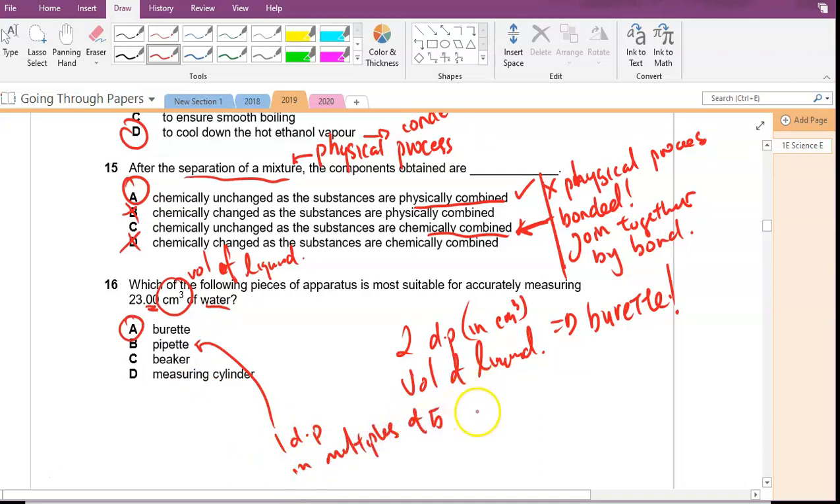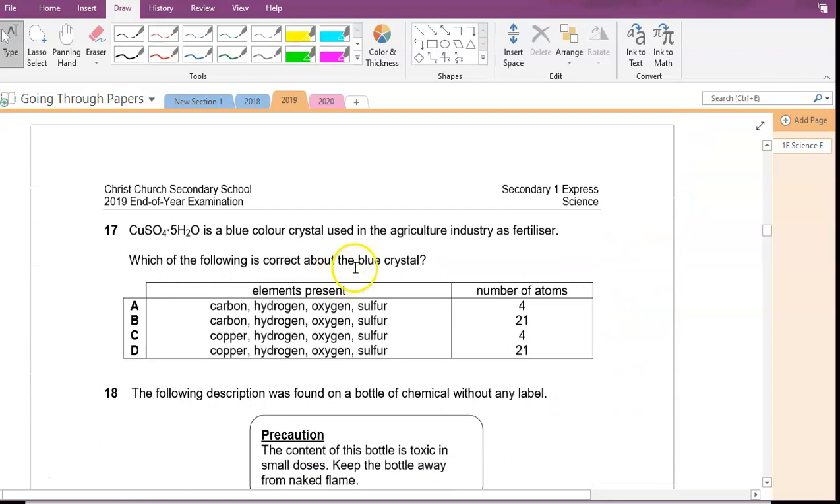What do I mean by multiples of 5? For example, 5.0 cm³, 10.0 cm³. These are the type of readings you're going to get, so 15.0 cm³, and so on. You can see here multiples of 5 and 1 dp. Next, question 17.